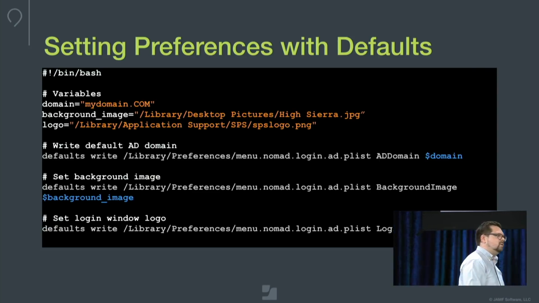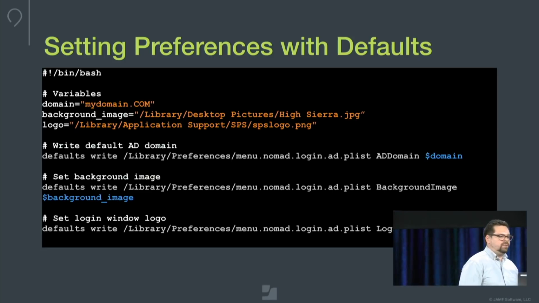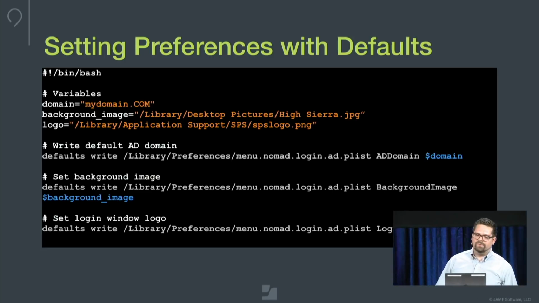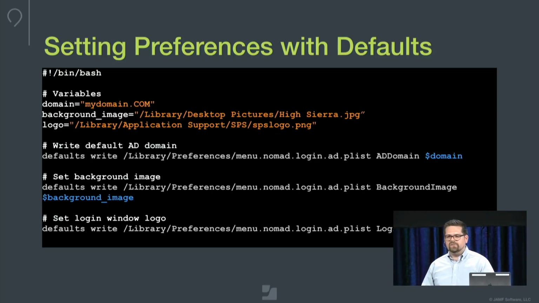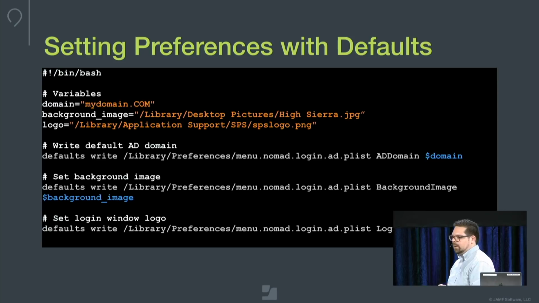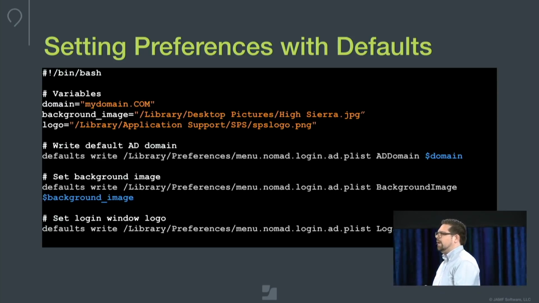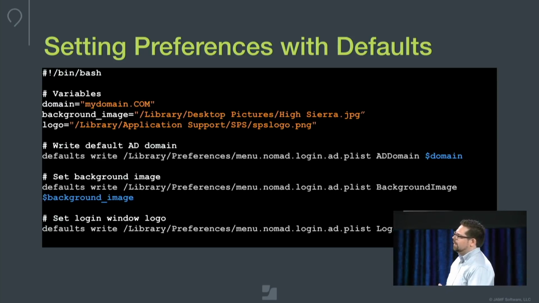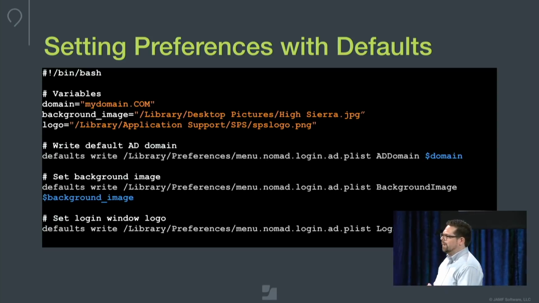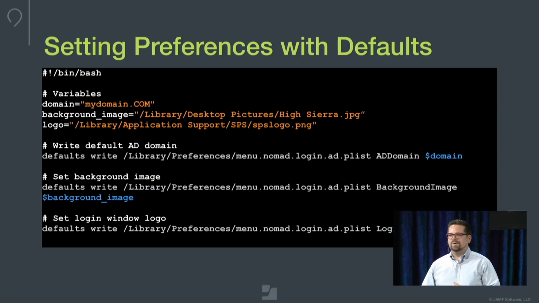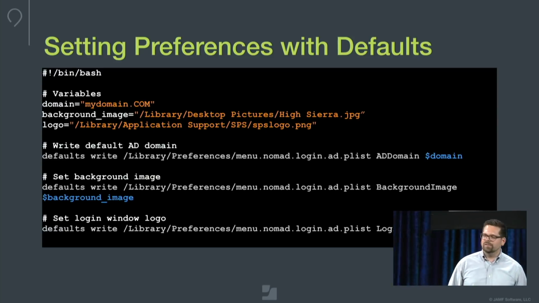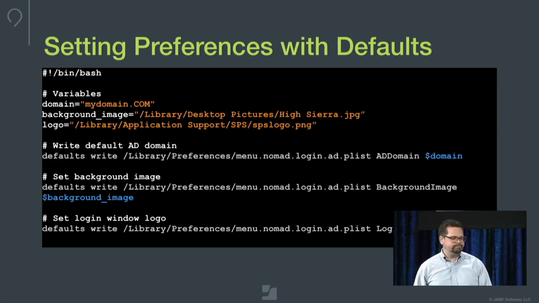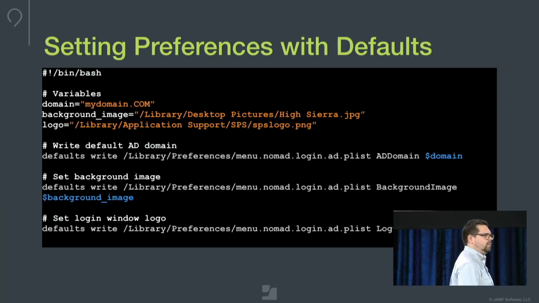So the defaults commands, pretty simple. These are the three most common ones, I think. The first one just sets your AD domain. The second one sets your background image. And the third one sets your logo. There's a whole bunch of other preferences you can set in regular NoMAD product line fashion. There are preferences overflowing abundantly. So there's tons of stuff, and they're all documented on the wiki on the open source project.